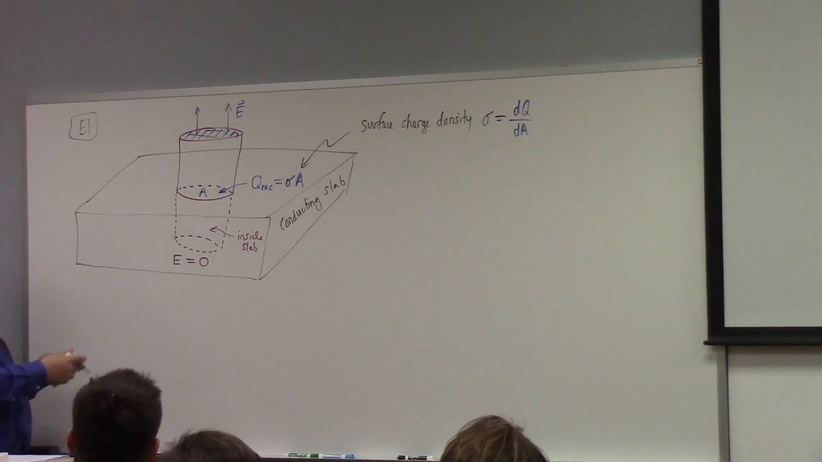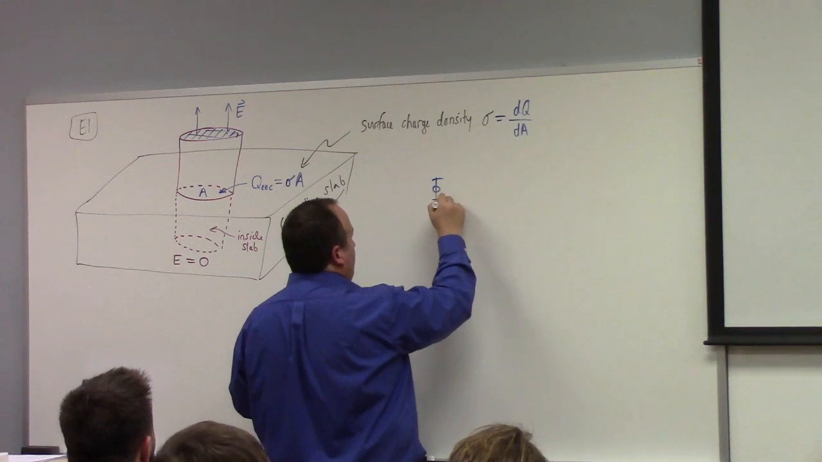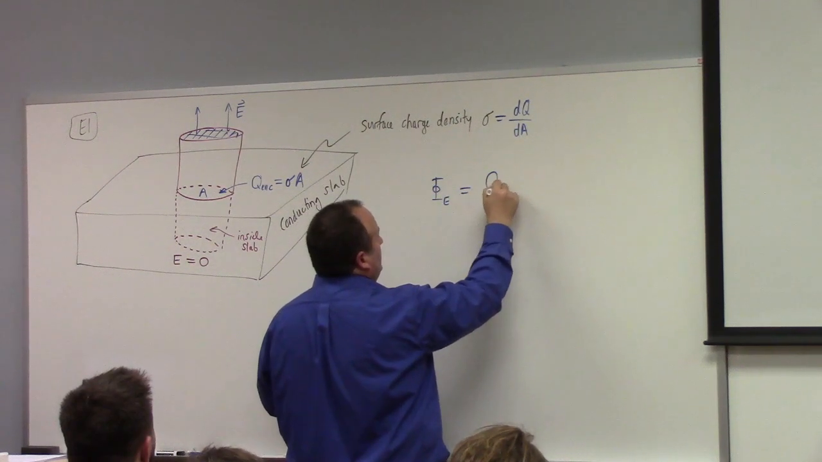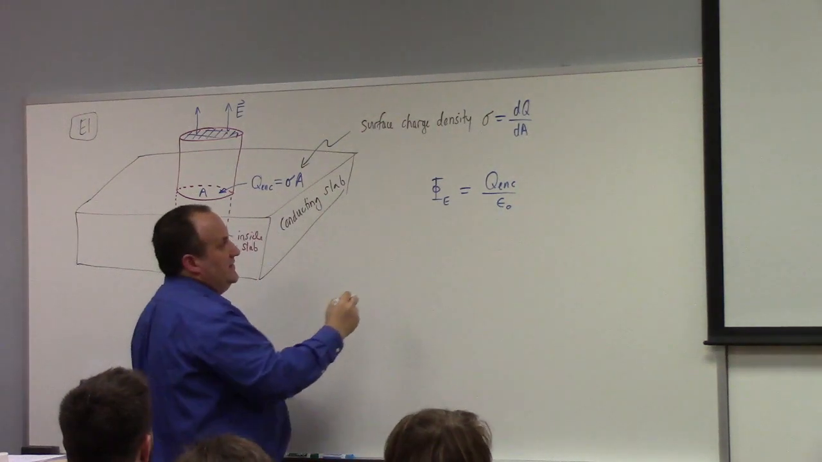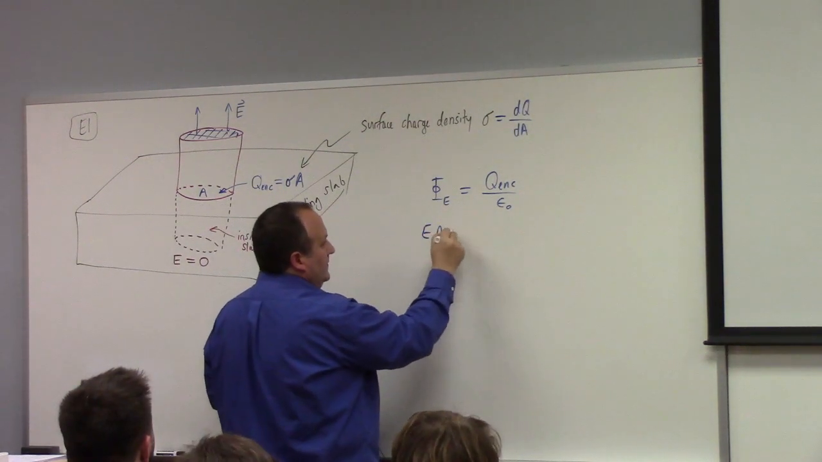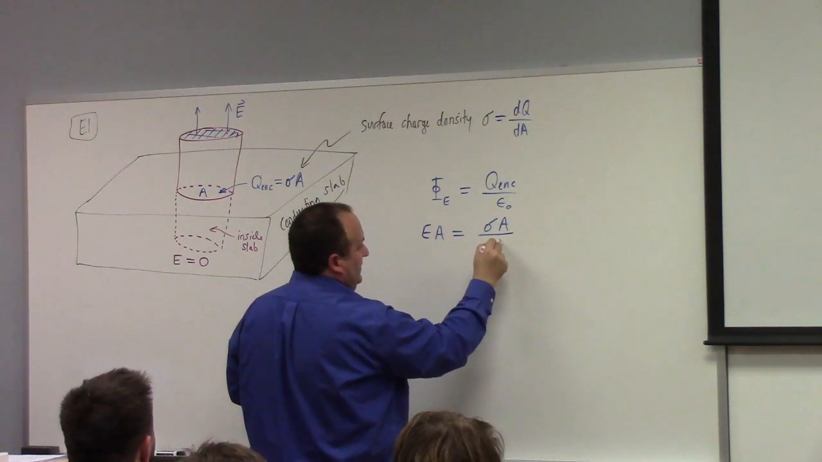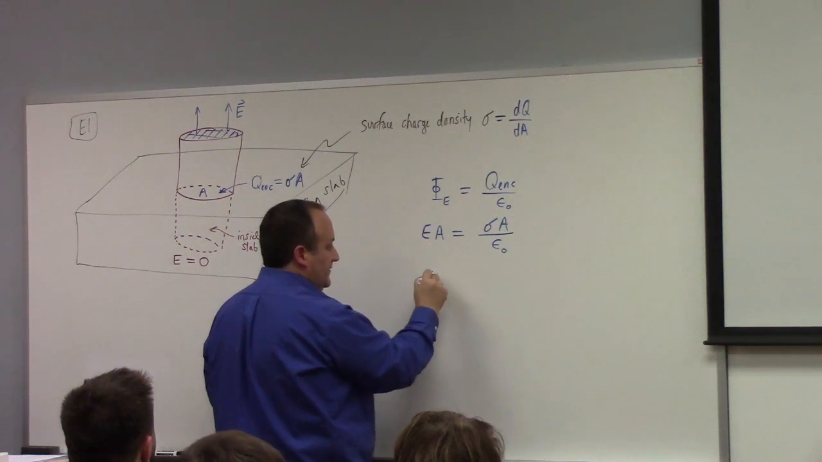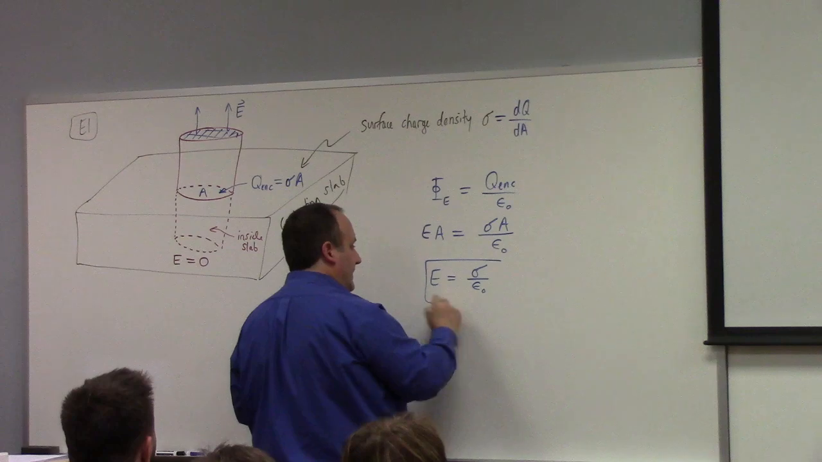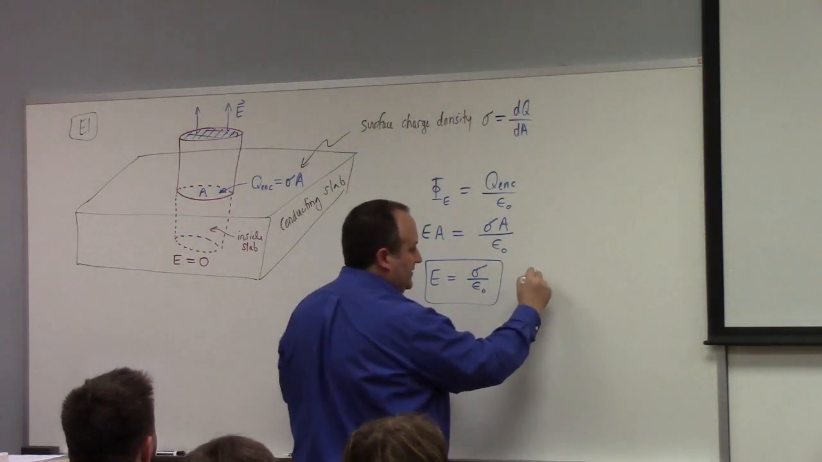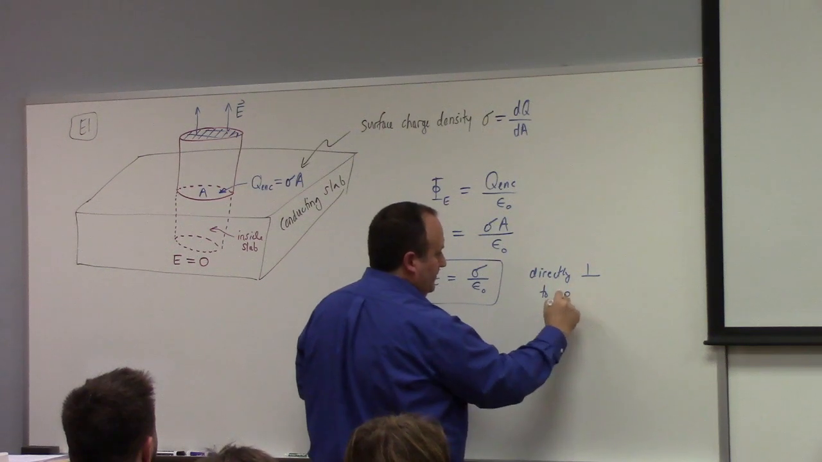And then Gauss's law tells me that the flux through the Gaussian pillbox is equal to the charge enclosed divided by epsilon naught. But that here means that E times A is equal to sigma times A divided by epsilon naught. What's that give me? The electric field is equal to sigma over epsilon naught. And of course that's directly perpendicular to the plane.